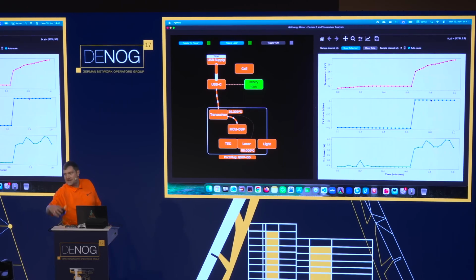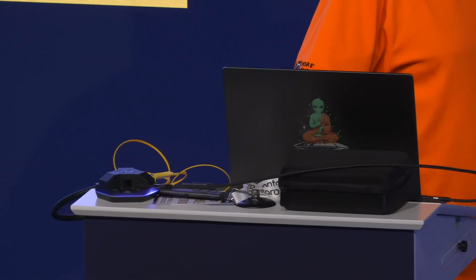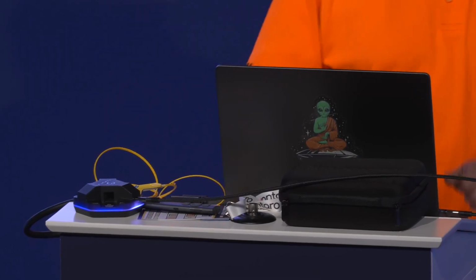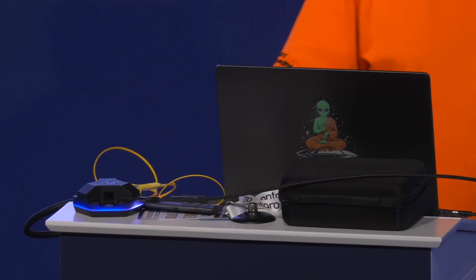Can you see it clearly? I think you can. Okay, good. And the temperature is also going up because there are more devices now in the works with the firmware on the MCU that has to do its thing.